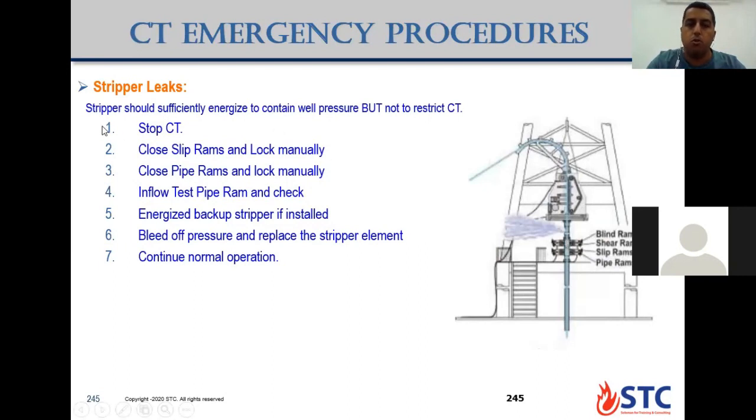If not, you will stop coil tubing movement. You will apply the second option, which is the secondary barrier. You close the slip and pipe ram and lock them manually.